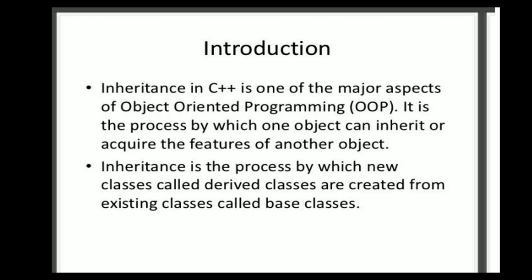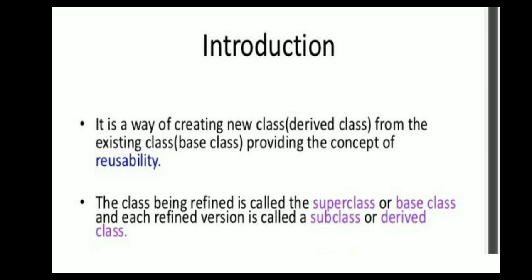Inheritance in C++ is one of the major aspects of object-oriented programming. It is the process by which one object can inherit or acquire the features of another object. Inheritance is the process by which new classes called derived classes are created from existing classes called base classes. It is a way of creating a new class, also called derived class, from the existing class, also called base class, providing the concept of reusability.